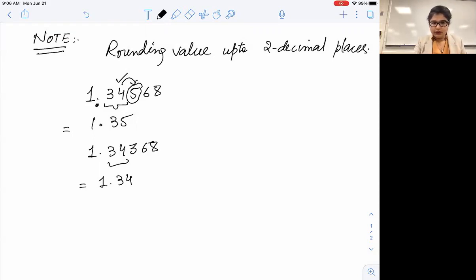I have the same question for all of my other students who are online right now. Can you tell me what the rounded value for this number will be up to 4 decimal places? What will be the answer you will write down? 1.3457. So the same question is for my online students. Are you there? I can see Maggie and Tia. Are you there?